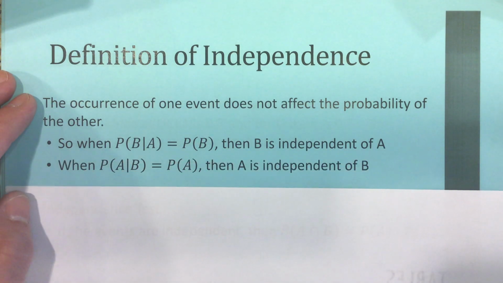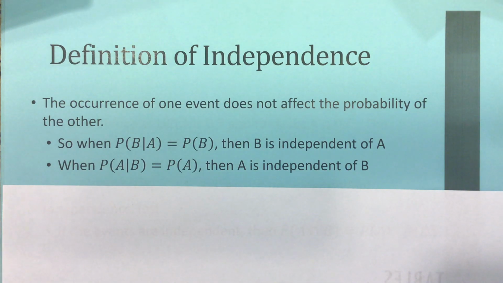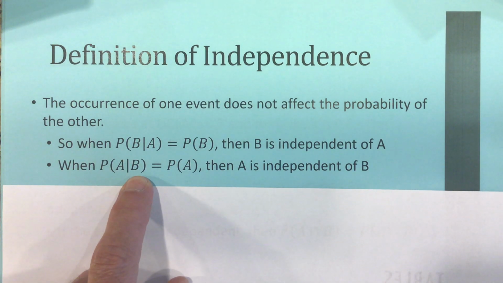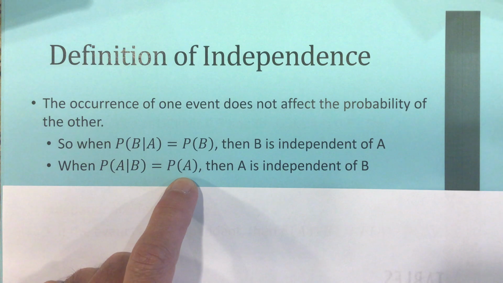And we can go the other way around too, right? If the probability of A given B is equal to the probability of just A, then B had no effect, right? B didn't do anything to A, so we would say A is independent of B.